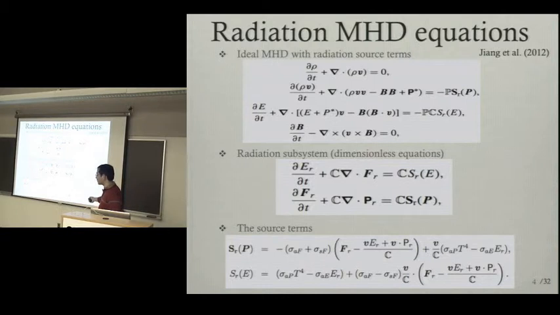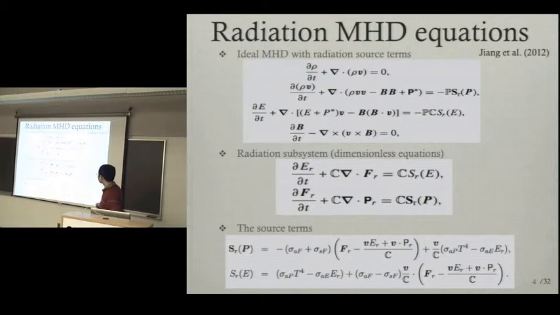Don't be confused about the units. The capital C here is basically the dimensionless speed of light, scaled by the typical sound speed in the system. And the capital P here is the dimensionless number, basically the ratio between the radiation pressure and the gas pressure in the units. And all those equations are written in the dimensionless form.